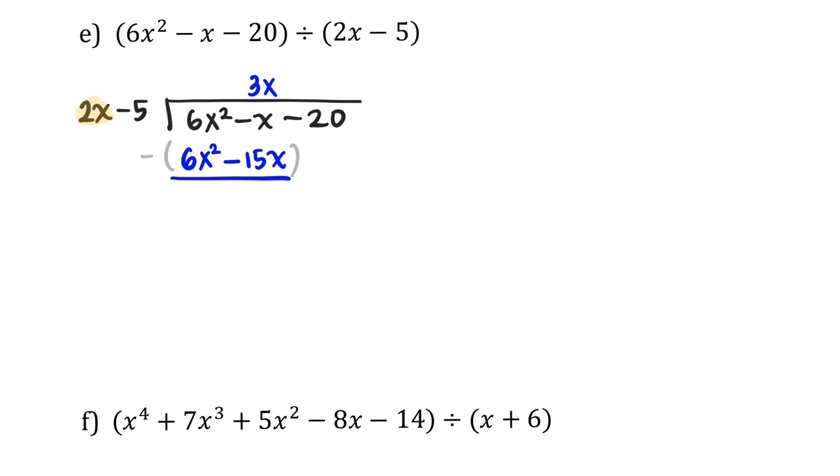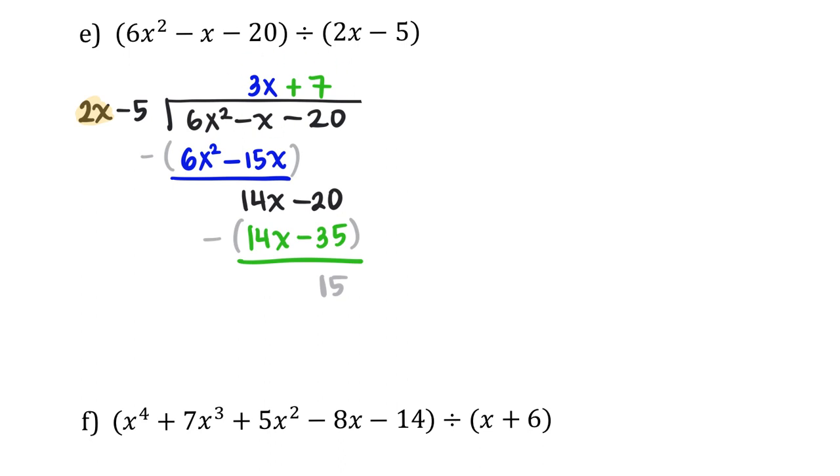Subtract down. Cancels. Negative x plus 15x is 14x. 2x times 7 gives me 14x. 7 times 2x, 14x. 7 times negative 5, negative 35. Subtract down. 14 minus 14 is nothing. Negative 20 plus 35 is 15. And then that's my remainder.